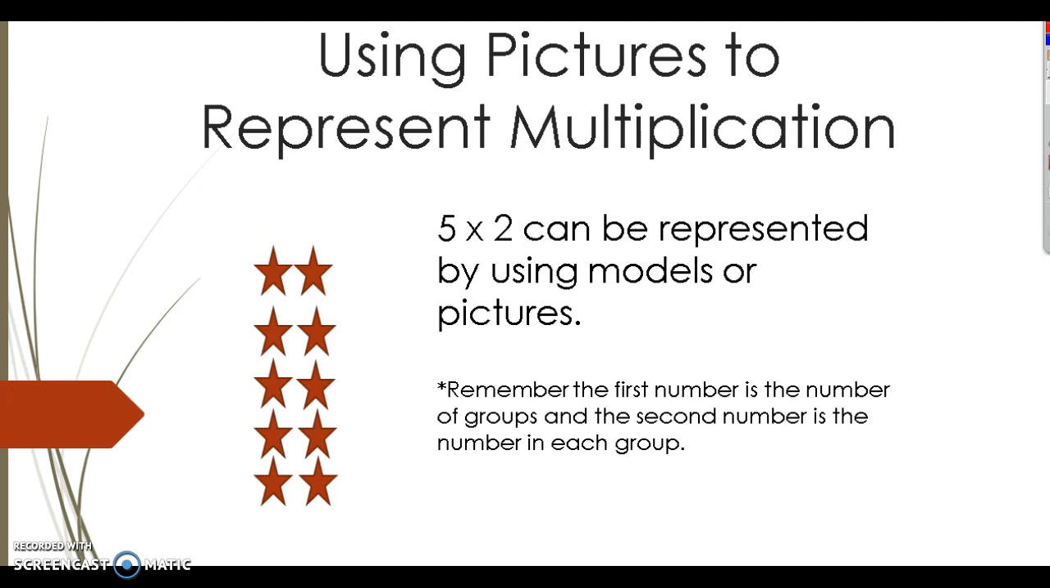Alright, so here's one other way that we're going to be learning how to represent multiplication using pictures, which the bar model is a picture too, but this is just another way when we are circling groups. So I'm just going to show you one quick example with 5 times 2. So 5 times 2 can be represented by using models or pictures. So in this case, I have 10 stars. What I want you to do is write on your scratch piece of paper, just draw 10 stars like I did. So pause the video and draw 10 stars.